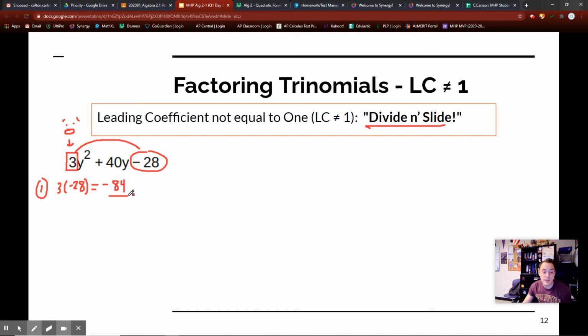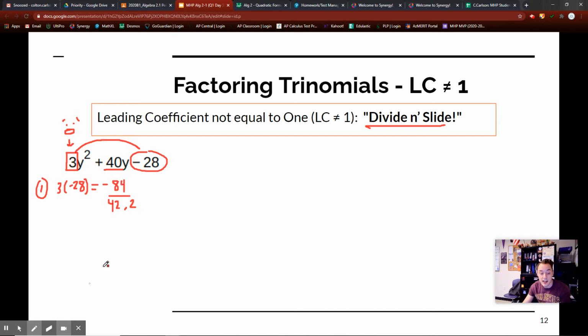Now, what I want to do is find factors of negative 84 that somehow, some way add up to 40. This one's a little bit harder. What two numbers multiply to give me negative 84? You kind of have to play around with the calculator a bit, but it's not too hard to find because I know it's even, so it has to be divisible by an even number. You could try 2, and if you did 2, then you would be correct. You would get 42 and 2. 42 times 2 gives me 84.